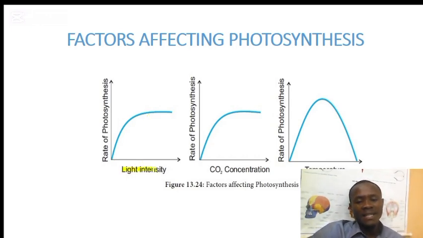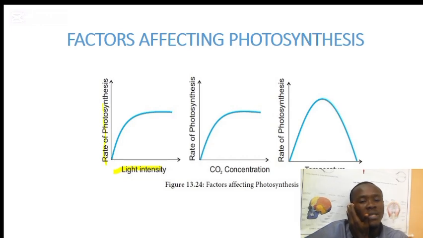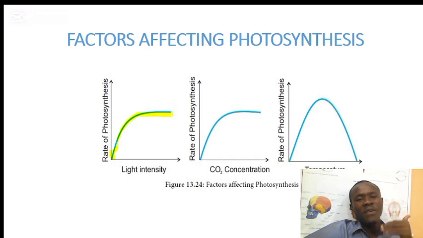So we have various factors affecting photosynthesis. We have light intensity, we have CO2 concentration, that is carbon dioxide concentration, and we have temperature. Let's start with the light intensity. As we increase the light intensity, what will happen? The rate of photosynthesis will increase. But at a certain point, even when the light intensity is being increased, the rate of photosynthesis will remain constant. There will be no increase in the rate of photosynthesis.